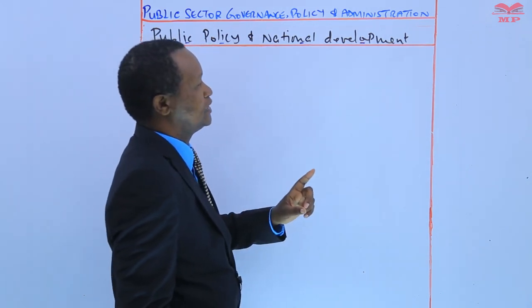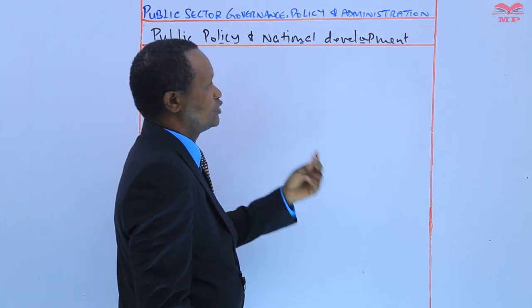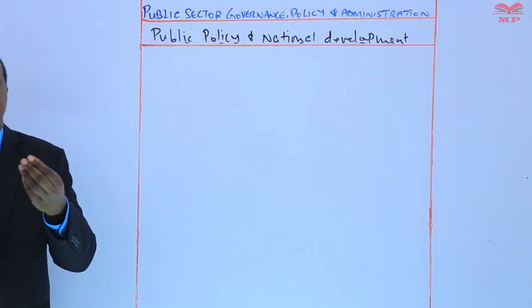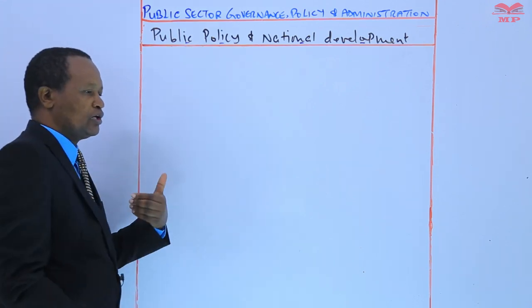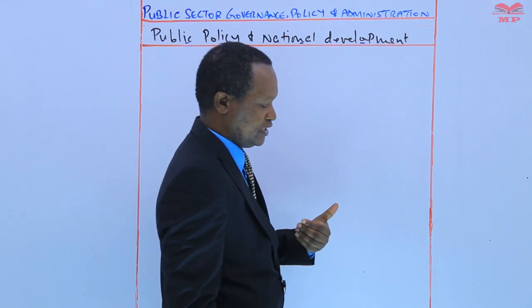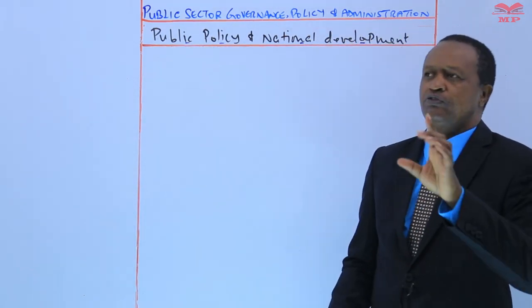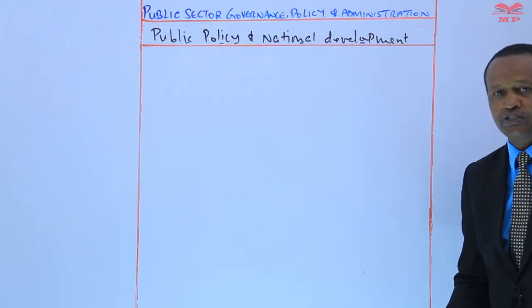So national development has various aspects: political development, social development, environmental development, and political development, which involves establishing democratic institutions, promoting human rights, and ensuring good governance. Those are the various aspects of national development, and there are various indicators of national development.